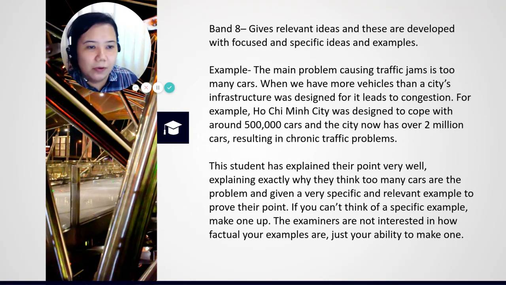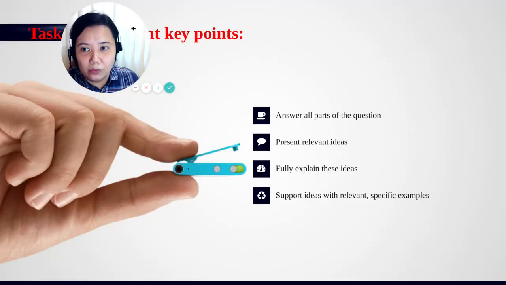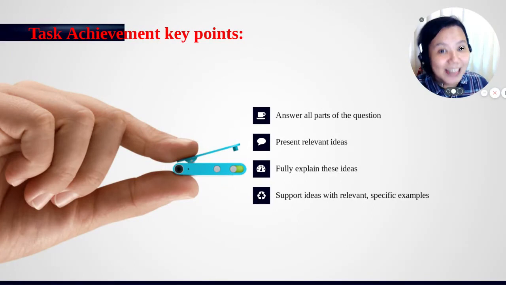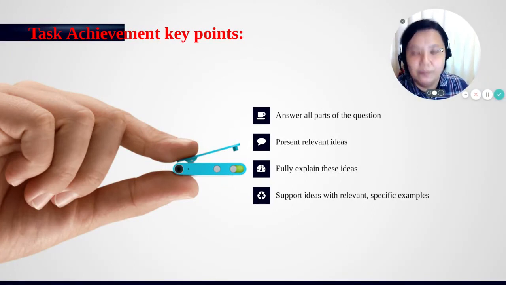So just remember the task achievement key points are as follows. If you're able to get them, then I guarantee you that you will get a really good score. Your key points should be: you have to answer all parts of the question. You should present relevant ideas. You should be able to fully explain these ideas, and support them with relevant and specific examples.